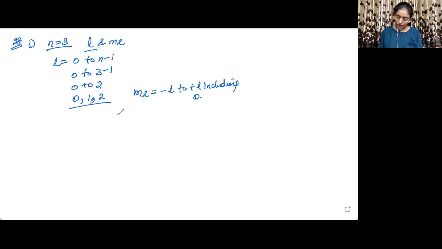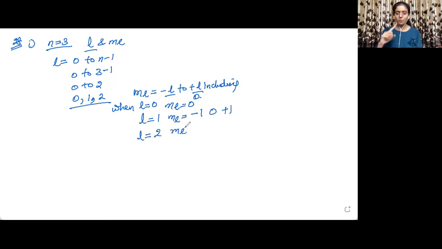When L is equal to 0, ML will be equal to 0. When L is equal to 1, ML will be equal to minus 1 to plus 1, including 0, so minus 1, 0, plus 1. When L is equal to 2, ML will be equal to minus L to plus L, that is minus 2 to plus 2, including 0. So minus 2, minus 1, 0, plus 1, plus 2. So these are the possible values of L and ML.